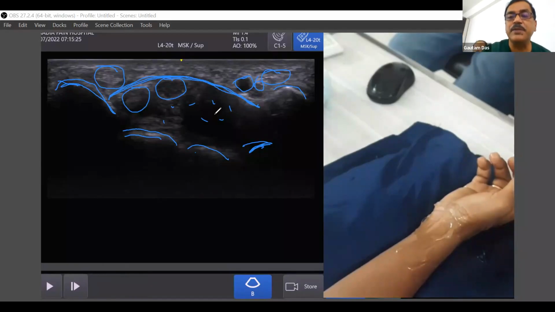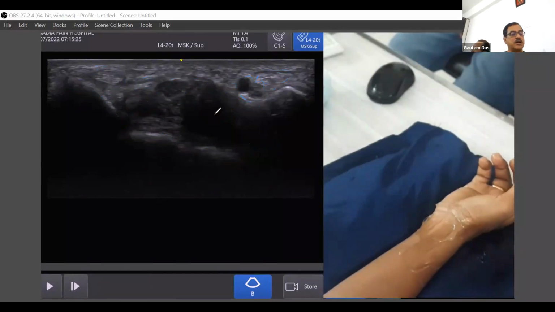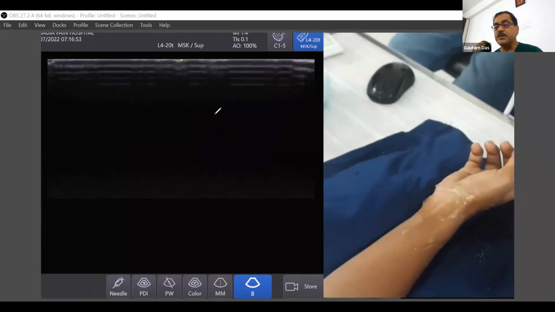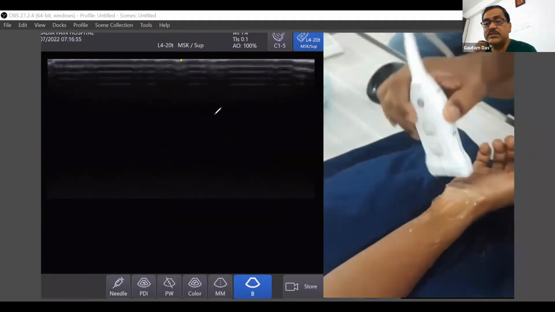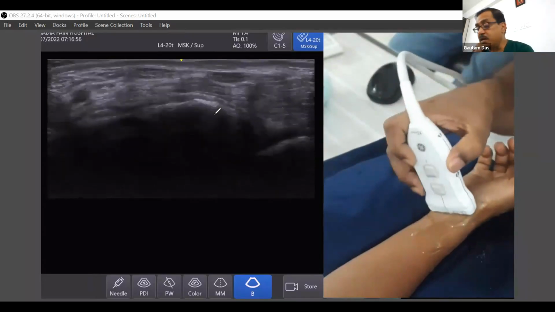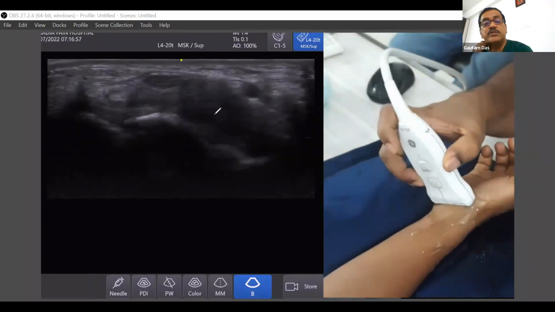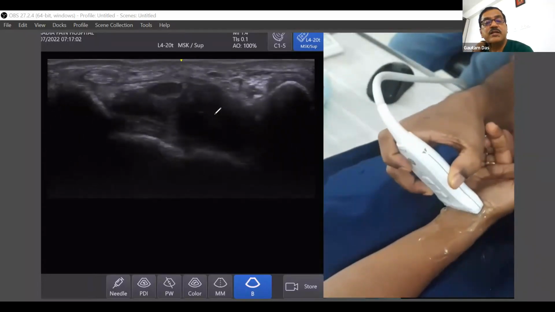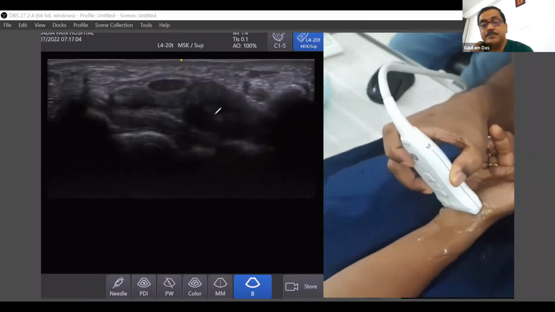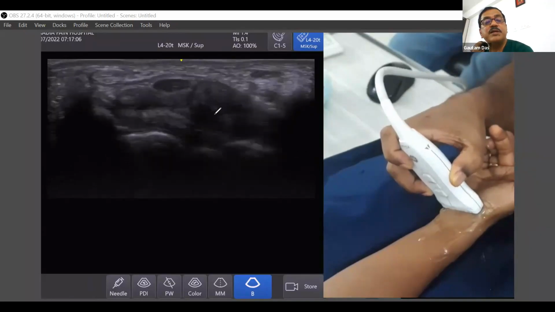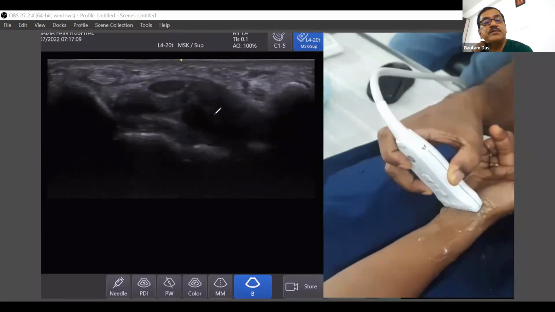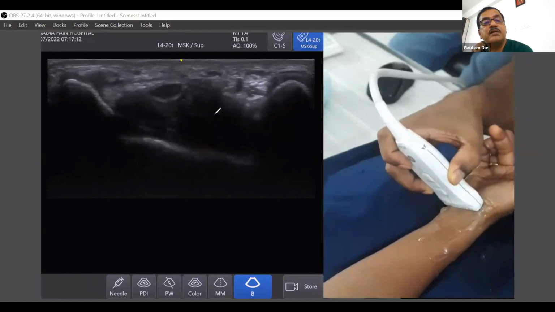And sometimes what happens, all the structures are not seen nicely together. Either you can see the bones nicely and the median nerve nicely, or you can see the tendons nicely. And rarely you can see all the structures together, but I'll still try it again. So you can see on the lateral side the scaphoid, on the medial side the pisiform, and the base is formed by the hamate and the capitate.